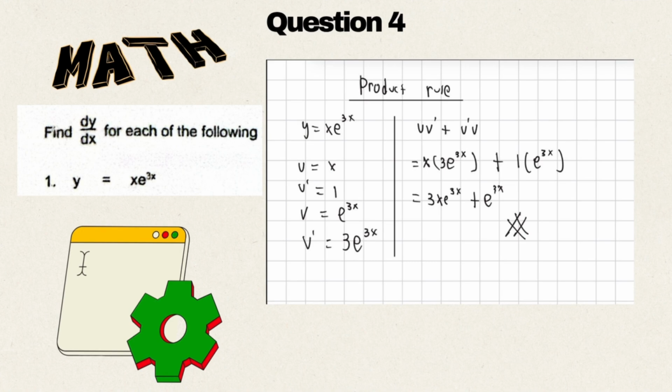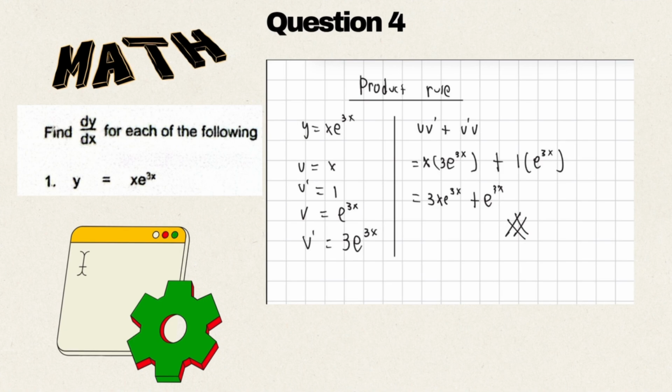Now, whenever we have two functions multiplying each other, we must apply the product rule. The product rule formula states that if y equal to uv, then its derivative is u times v prime plus v times u prime. To make this simple and avoid any messy algebra mistakes, let's break it down into pieces by defining our u and v on the side.